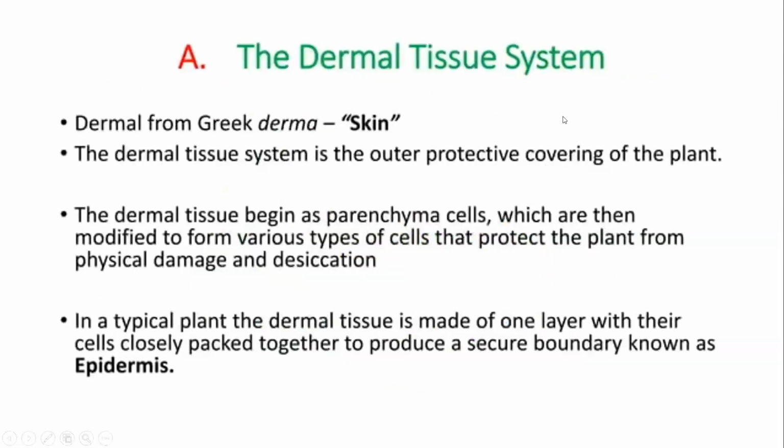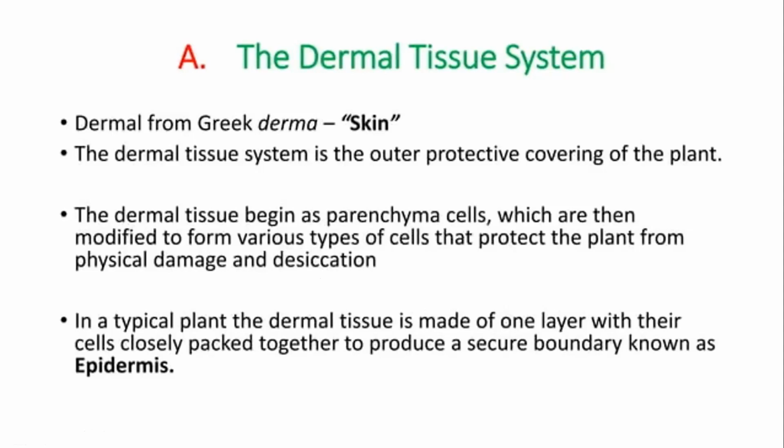So first one is the dermal tissue system. Dermal comes from the Greek derma, which means skin. The dermal tissue system is the outer protective covering of the plant. It begins as parenchyma cells, which are then modified to form various types of cells that protect the plant from physical damage and also desiccation. The dermal tissue system is comprised of the epidermis, stomata, and also the epidermal hairs.